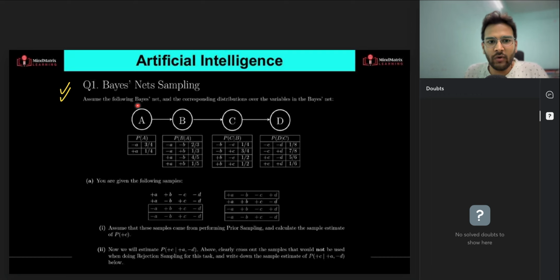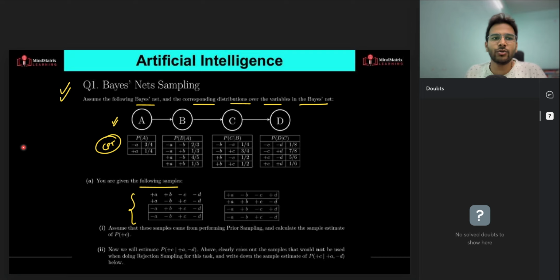Assume the following Bayesian network and the corresponding distributions over the variables in the Bayesian network. So this is the Bayesian network given to you, and when I say Bayesian network, that means you have the graph along with the CPTs, conditional probability tables, given to you. Fine. Now you are given the following samples. As I told you in the previous class also, they will provide you the samples in the questions. Yes or no? So all these are the samples given to you. Total 8 samples are there. Can you try to answer this question?